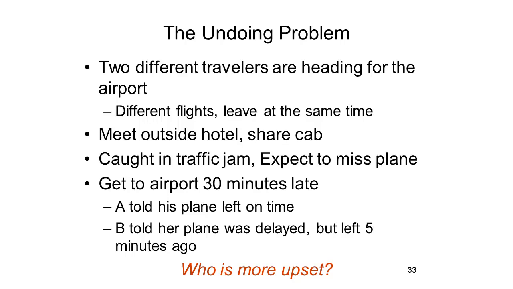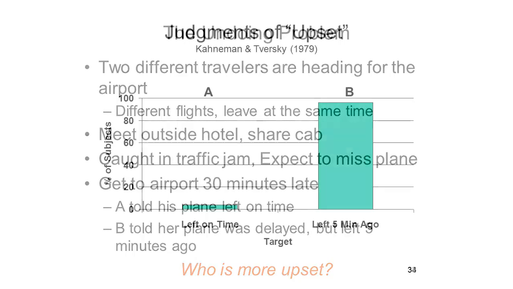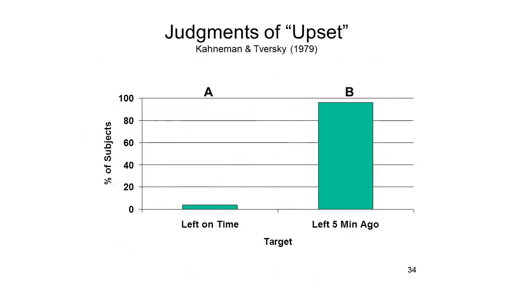And the question is, who's more upset, Traveler A or Traveler B? Here's the data. Kahneman and Tversky found that most people judge that Traveler B is going to be more upset than Traveler A, because it's easier to imagine ways in which she could have saved 5 minutes than to imagine ways in which he could have saved 30 minutes.